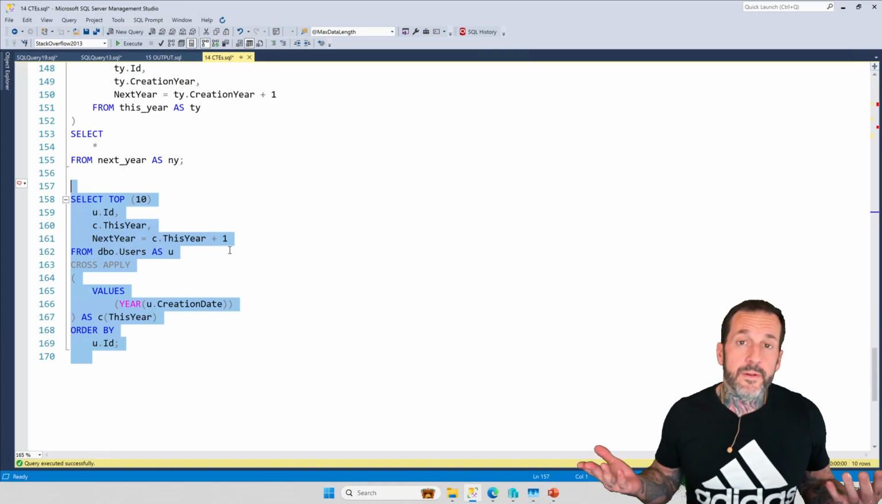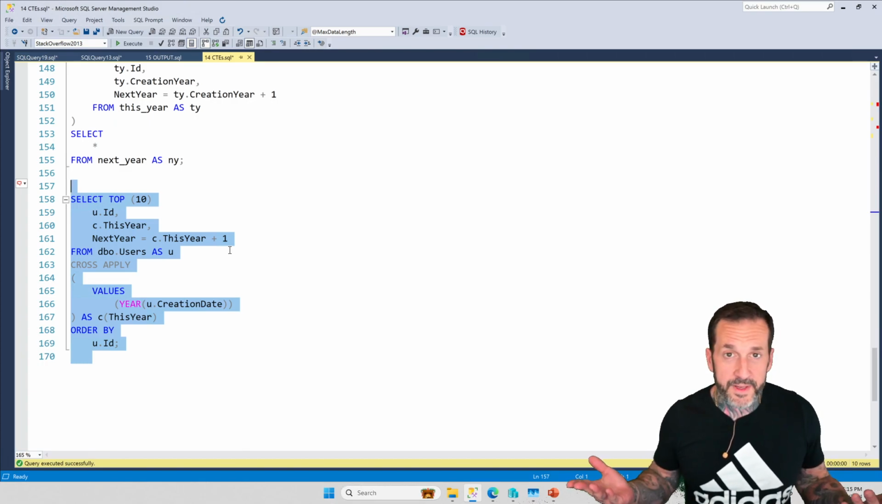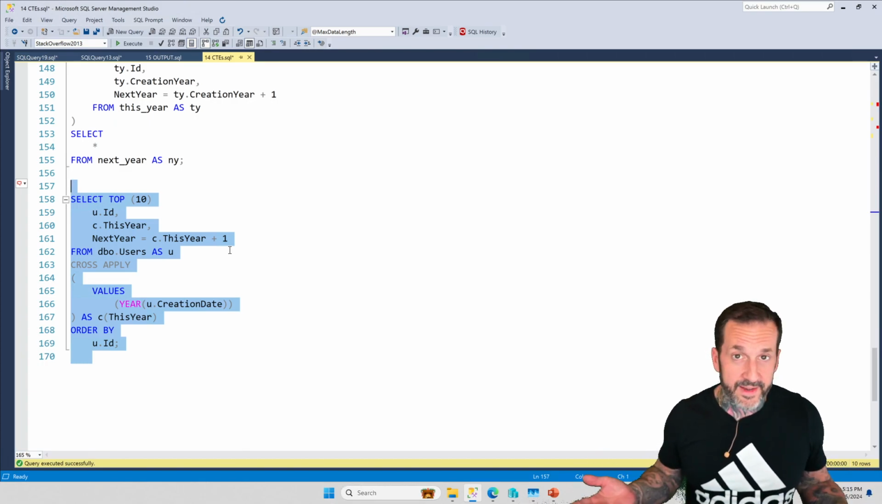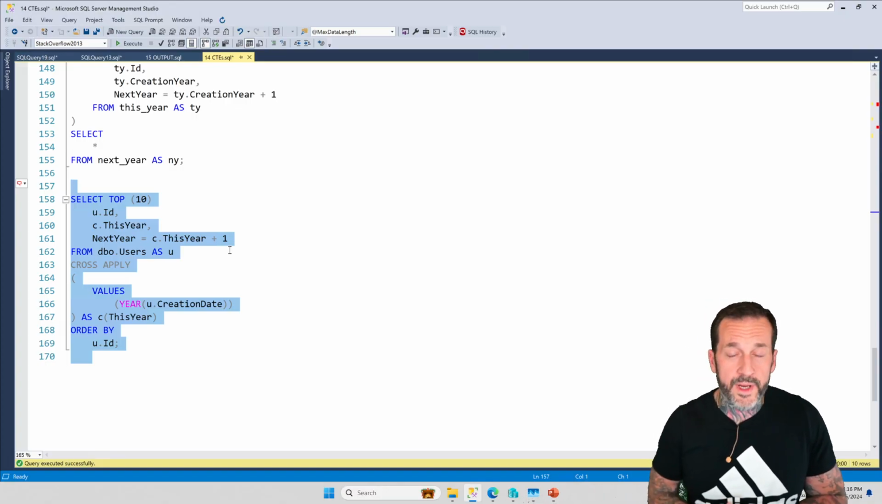So this is literally everything you need to know about common table expressions. There is nothing magical or mystical about them. There is nothing fantastic about them. Perhaps someday materialization will come to SQL Server, but we don't have that now.